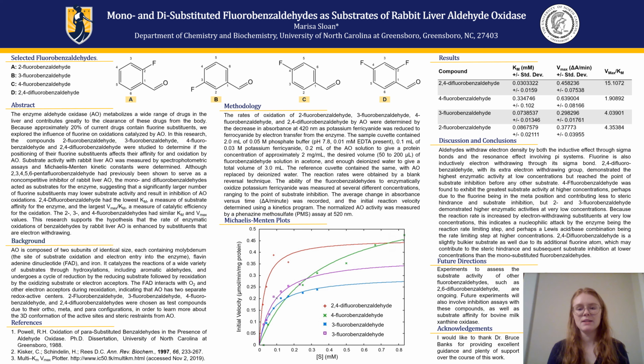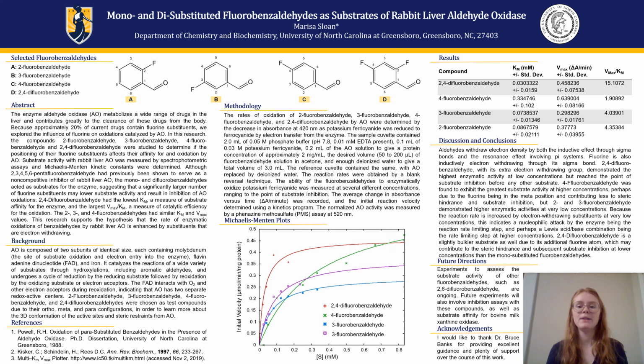In order to test the substrate activities of the 4 fluorobenzaldehydes, each was individually combined with potassium ferricyanide and AO in a spectrophotometer. As the fluorobenzaldehyde was oxidized by AO, the potassium ferricyanide was reduced to ferrocyanide, which is a red color, by electron transfer from the enzyme. The rate of oxidation could be measured by the decrease in absorbance over time at 420 nanometers, which is basically how quickly the solution turned a deep red color.